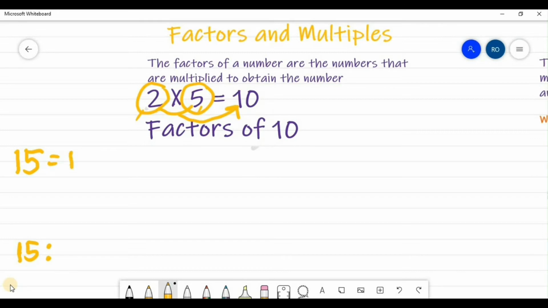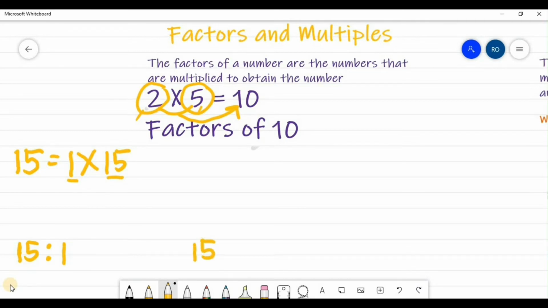Let's start with 1. Always remember that 1 is a factor of any number: 1 and the number itself. Since we have 15, 1 times the number itself, 15, because 1 times 15 is 15. So we can say that 1 and 15 are factors of 15. So we will write it here, 1 and 15 here.